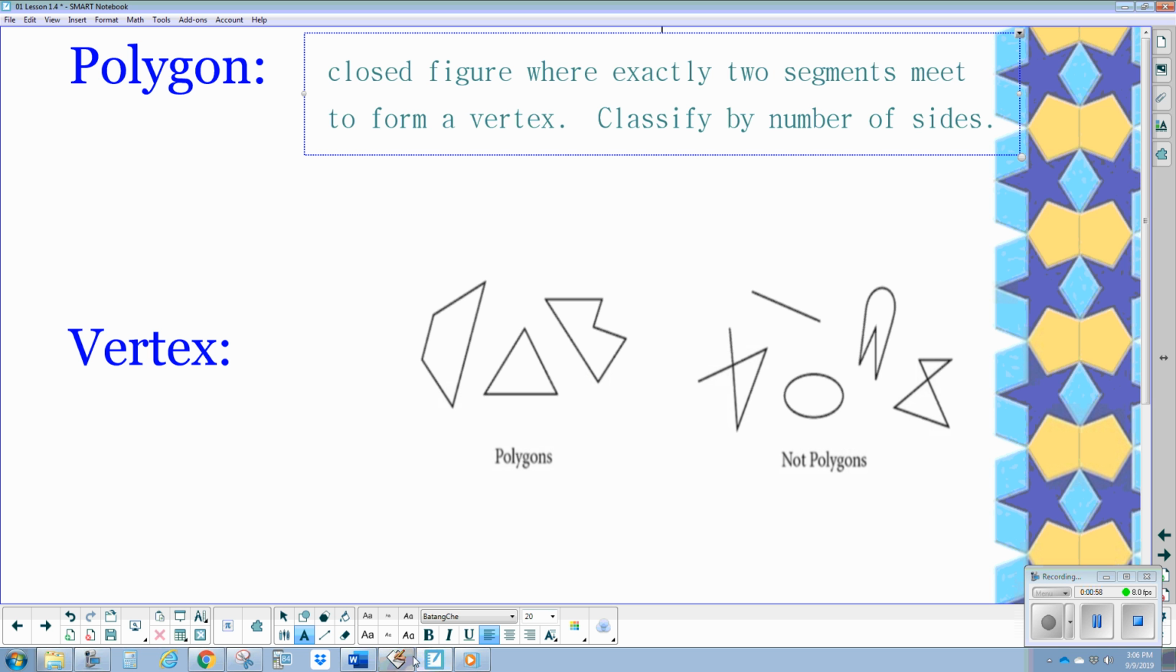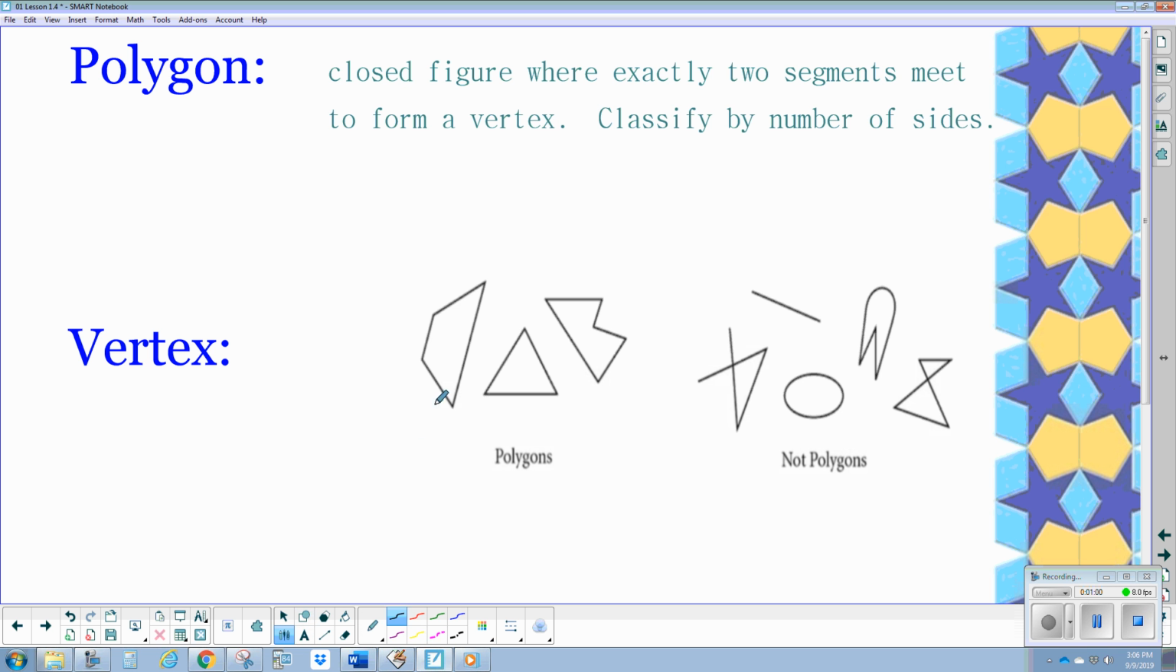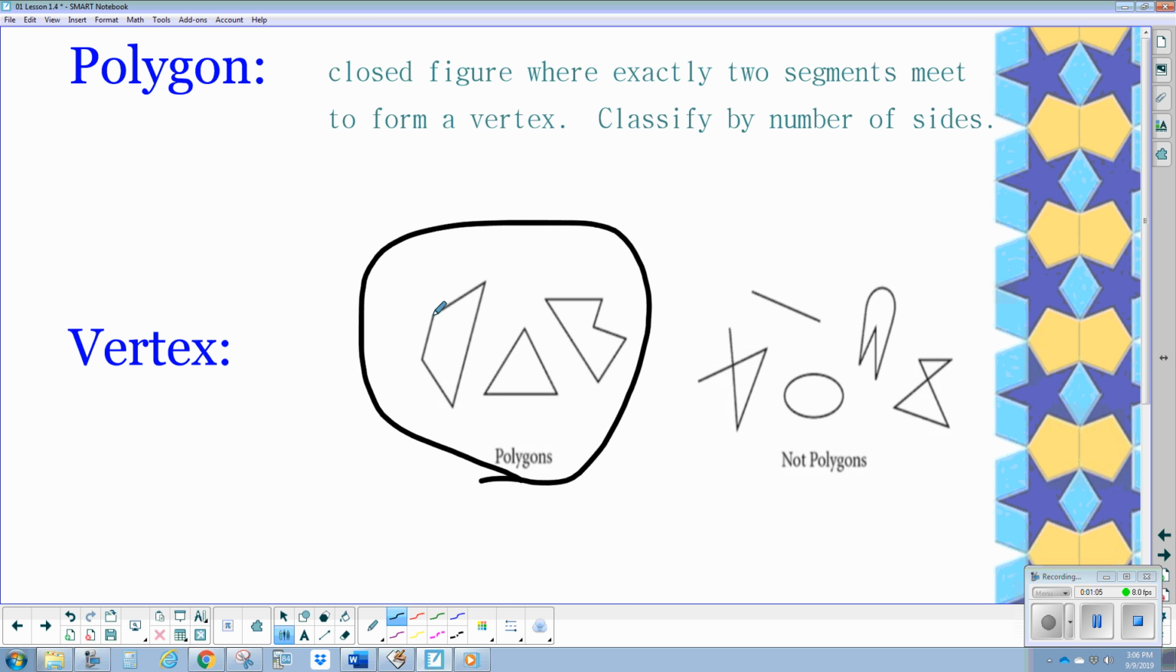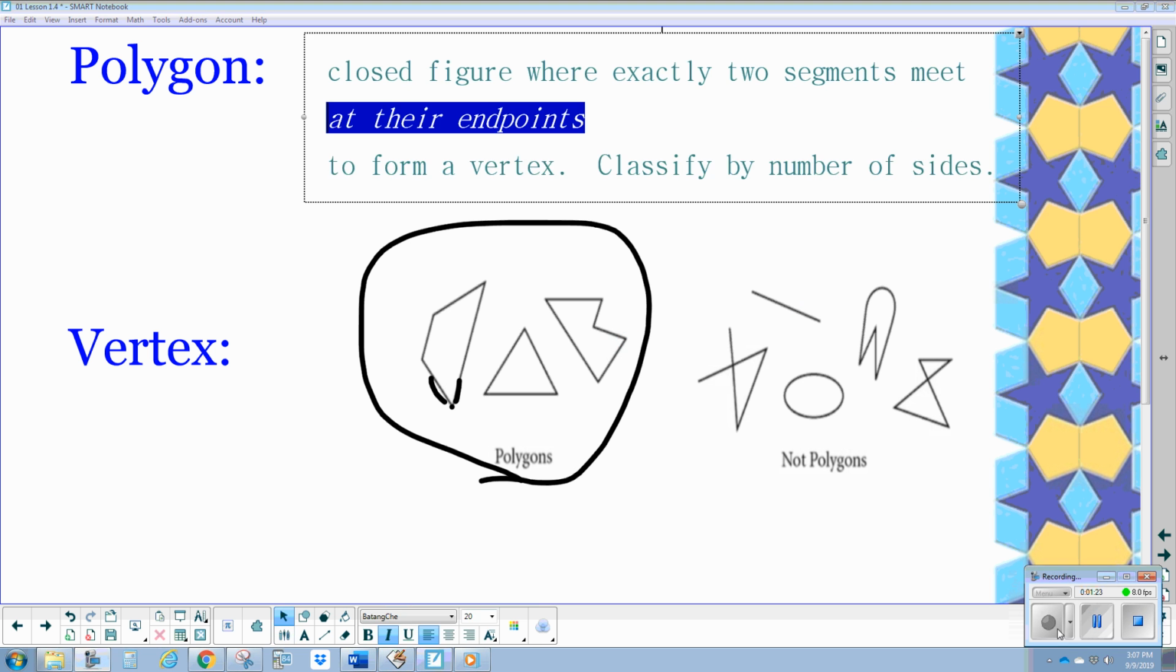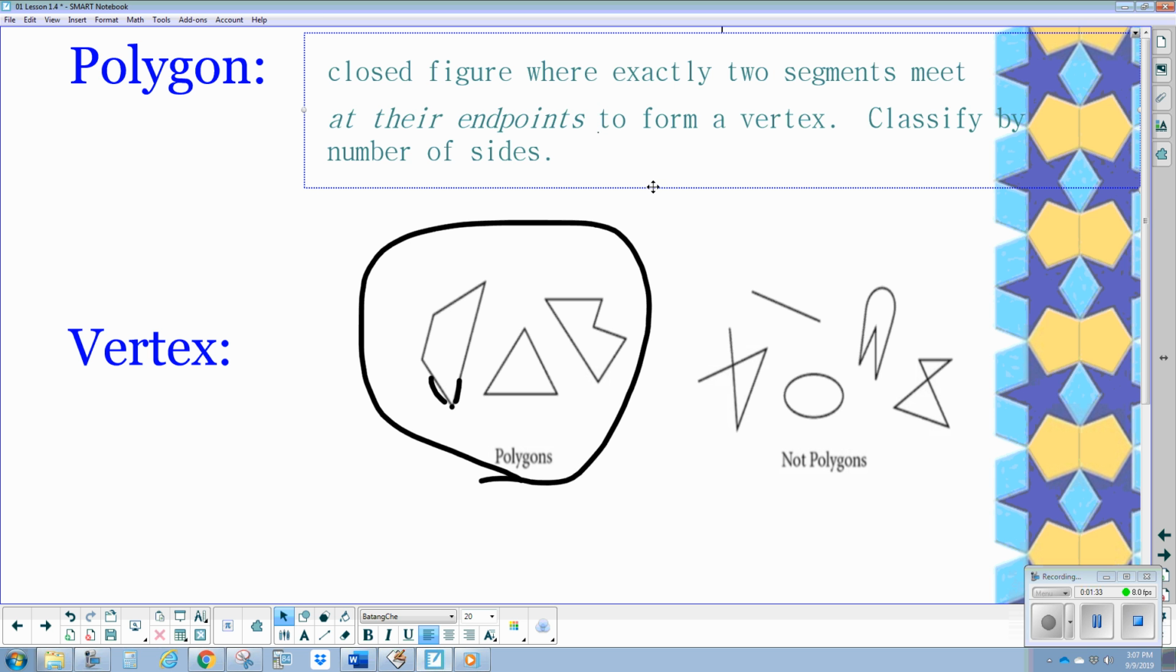So let's look here at these polygons. In these polygons, we can see these are all listed as polygons. They are made up of segments, and two segments meet to form a vertex. It's a closed shape. All of these shapes have segments where the endpoints meet to form a vertex. I'm going to add this piece to our definition, because the segments have to meet at their endpoints to form a vertex. And again, we classify by the number of sides.